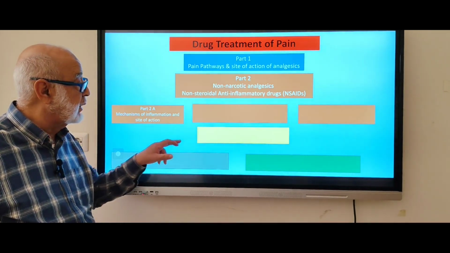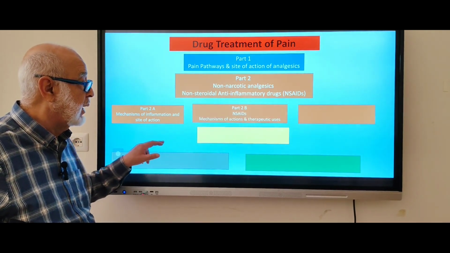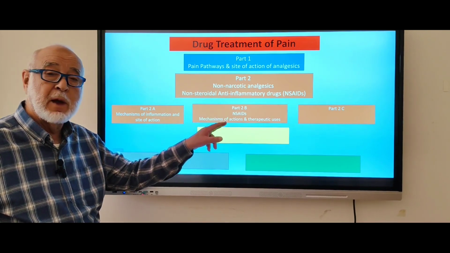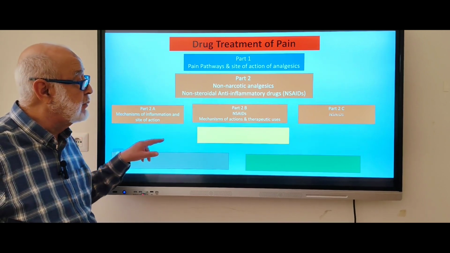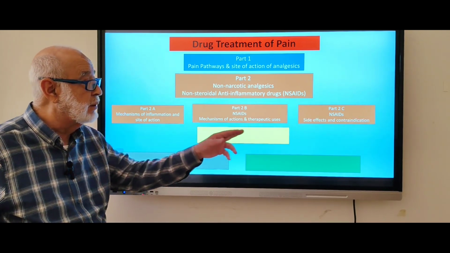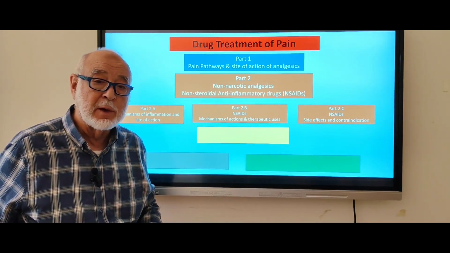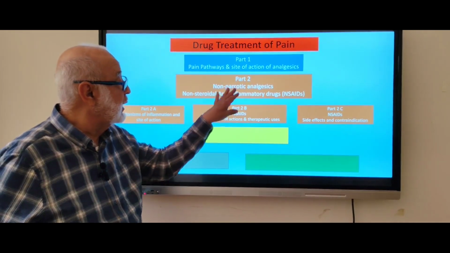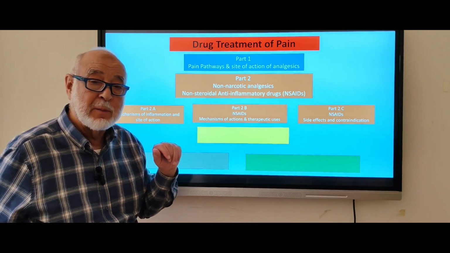In the next lecture, inshallah, we'll talk about the therapeutic uses and the mechanisms of action of the non-steroidal anti-inflammatory drugs, the aspirin-like drugs. This will be followed by the side effects and the contraindications of the non-steroidal anti-inflammatory drugs. These 3 lectures will be about the aspirin-like drugs or non-steroidal anti-inflammatory drugs.